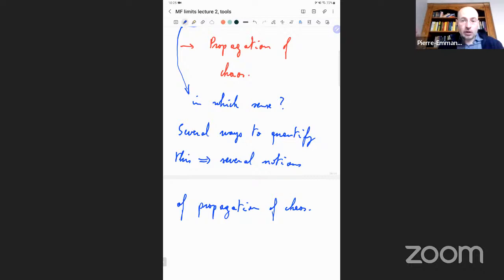This is going to be our job the rest of the morning. Morning for me, sorry, it's afternoon on your side, to look at some of the ways that we can quantify this propagation of chaos. And then the rest of the week, what we'll try to do is now use those quantified propagation of chaos results in some cases to show results.